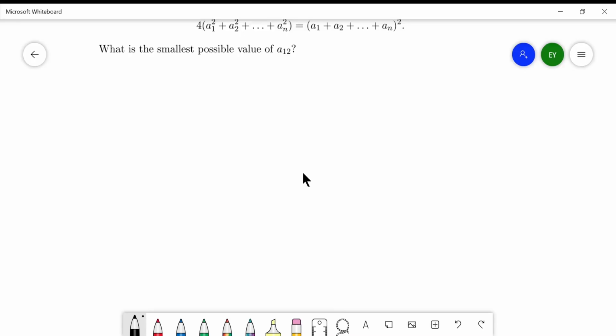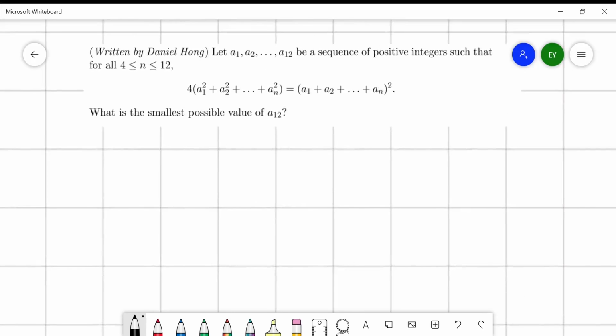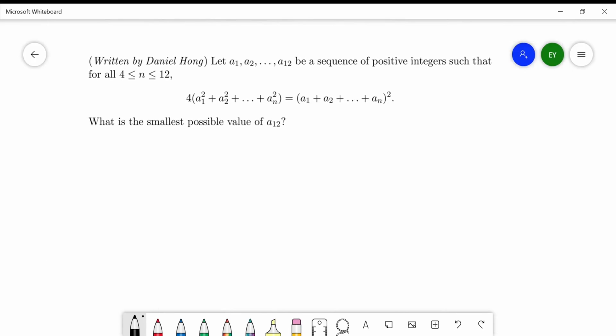Hi guys, I'm Edward. I'll be presenting the solution to the Washington Gold TST number 9, another problem written by Daniel Huang. So the problem says that you have these 12 positive integers, a1 to a12, and you're given this strange identity for all n between 4 and 12.